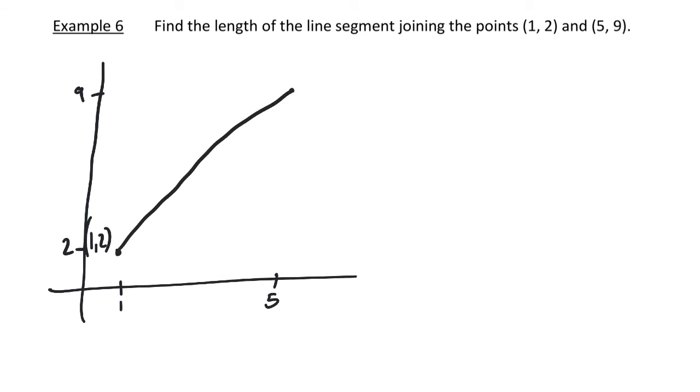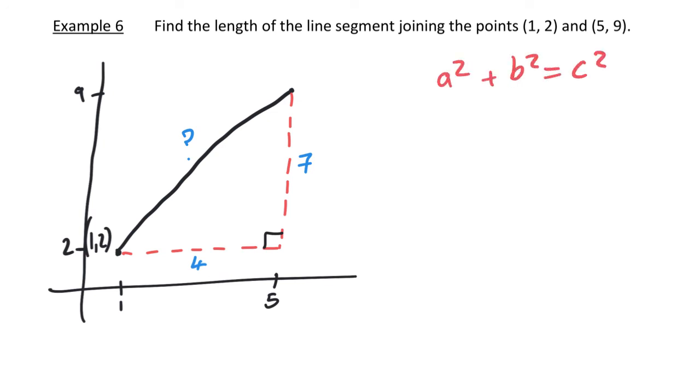Now what we can do is we can form a right angle triangle, and hopefully it's clear here that the base length is going to be 4 and the height of the triangle is 7. And what we're doing is trying to find this length. So this is a right angle triangle. A squared plus b squared is c squared. C is the hypotenuse, so the one opposite the right angle. A and b are the 2 other sides.